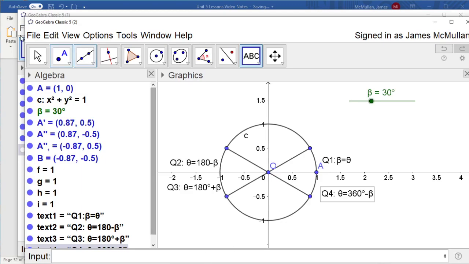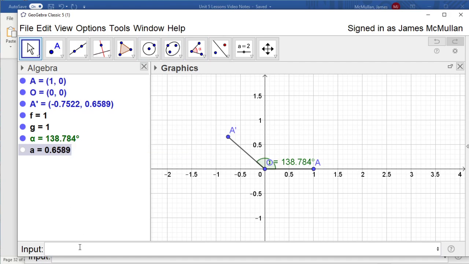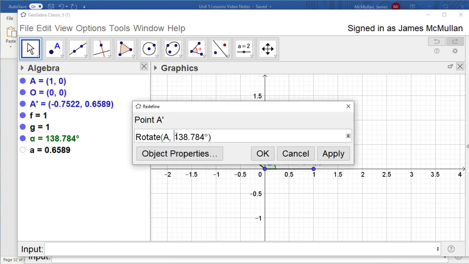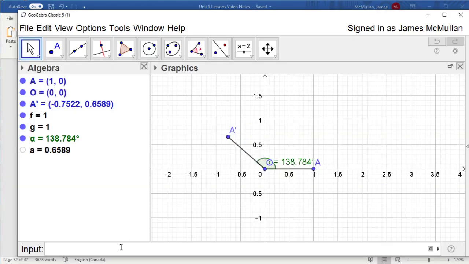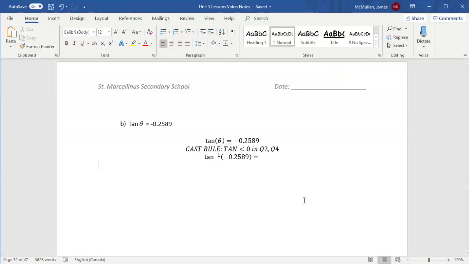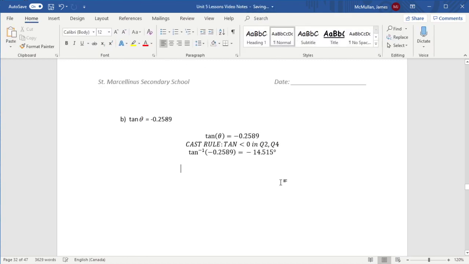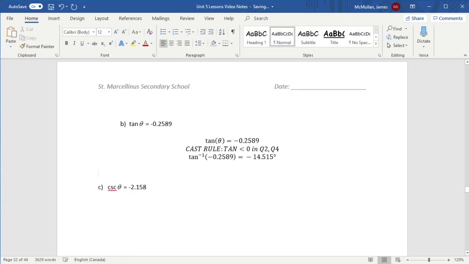When you inverse tan something, let me go back here. Inverse tan of negative 0.2589 gives me this number, negative 14.515. Now here's where I have to try to explain something about how inverse sine, cosine, and tan work.